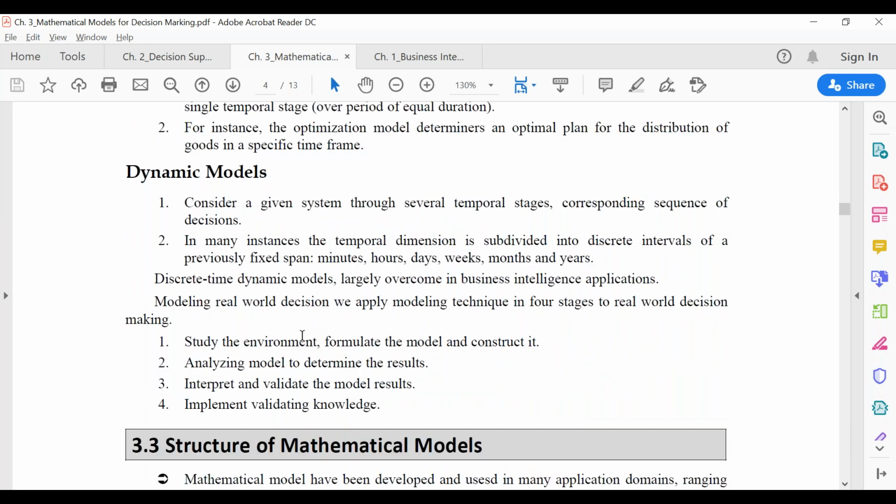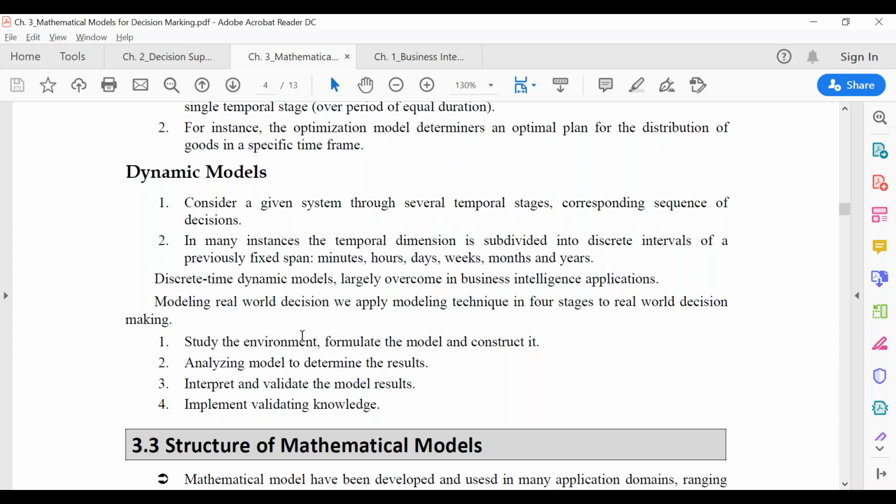Then come dynamic models, considering a given system. Dynamic models are, you can say, a hybrid version of all the models. Here the inputs are dynamic and the outputs are dynamic as well. They consider a given system through several temporal stages corresponding to the sequence of decisions. Temporal stages means stages with the help of time. Those are the temporal stages. With time, things change.